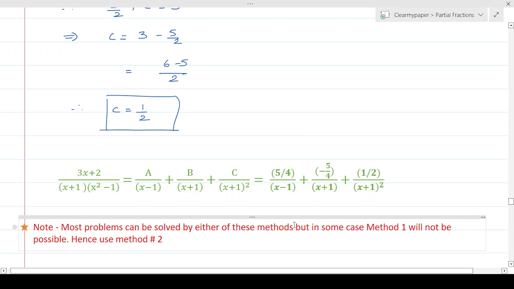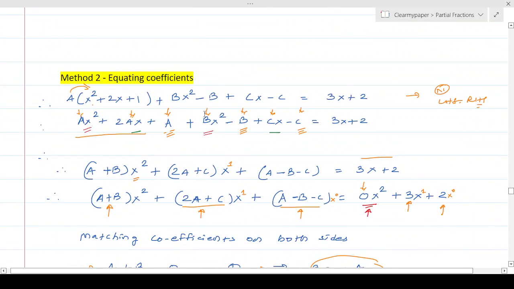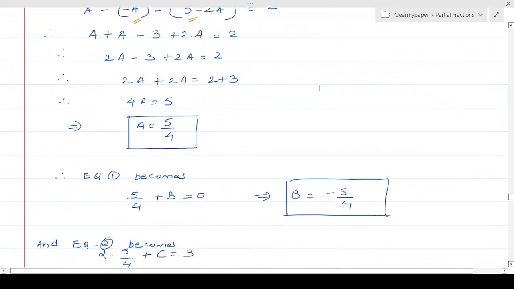Like I said, all the problems can be solved by either of these methods. But in some cases, method 1 may not be possible because of the number of factors involved or the degree is high and so on. In those cases, we can use this method, called equating coefficients. And that's how we summarize it.